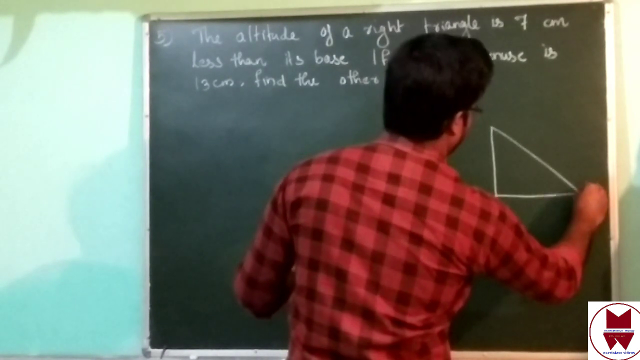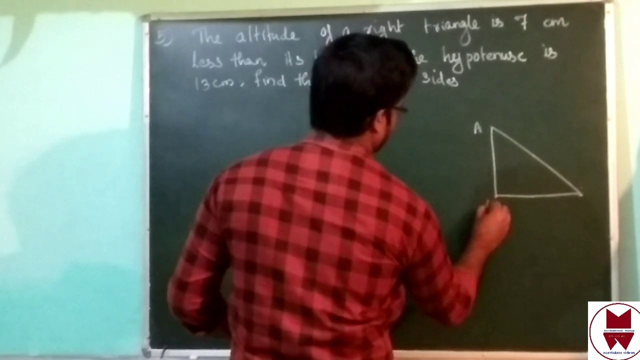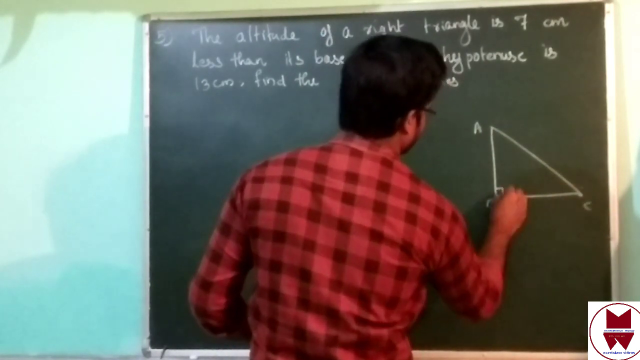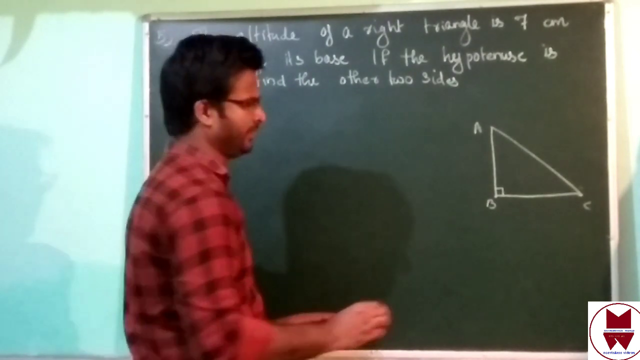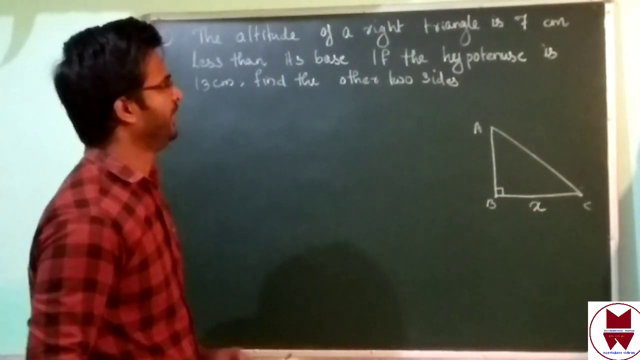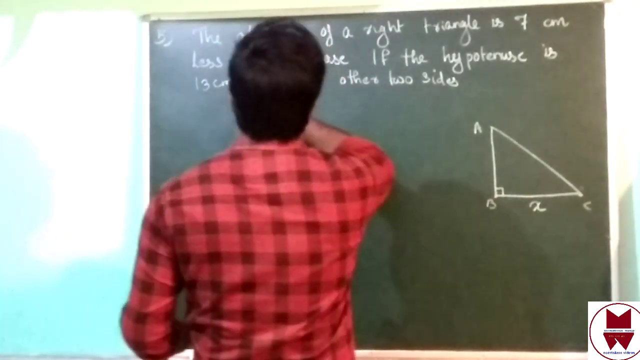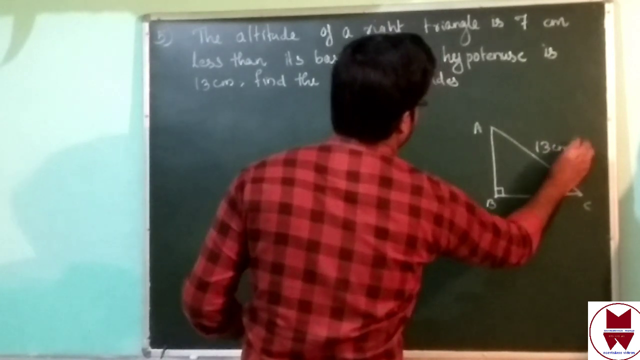This is like one right triangle. Then, if you give name ABC, base, how much we don't know. They are not given, isn't it? I'm just going to take x, that is base. Then hypotenuse AC, that is 13 centimeter, already given.